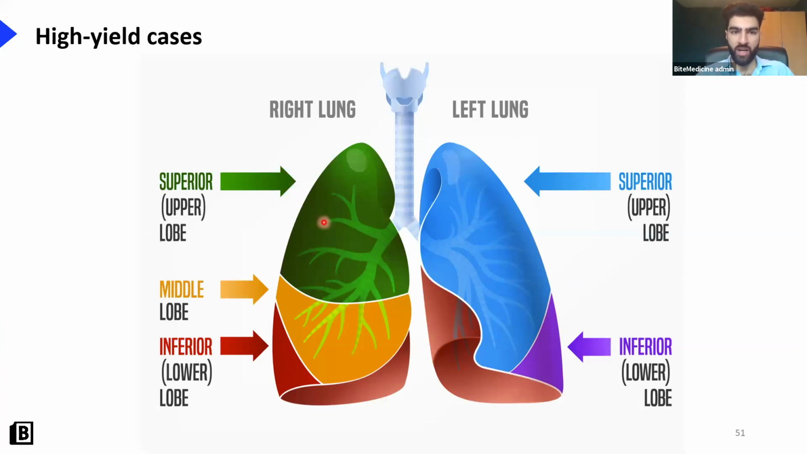Remember, right lung, left lung, upper lobe, middle lobe, lower lobe. Left lung only has two lobes, the upper lobe and the lower lobe. And then you have the horizontal fissure and the oblique fissure of the right lung. The left lung only has this oblique fissure. Again, some basic anatomy.